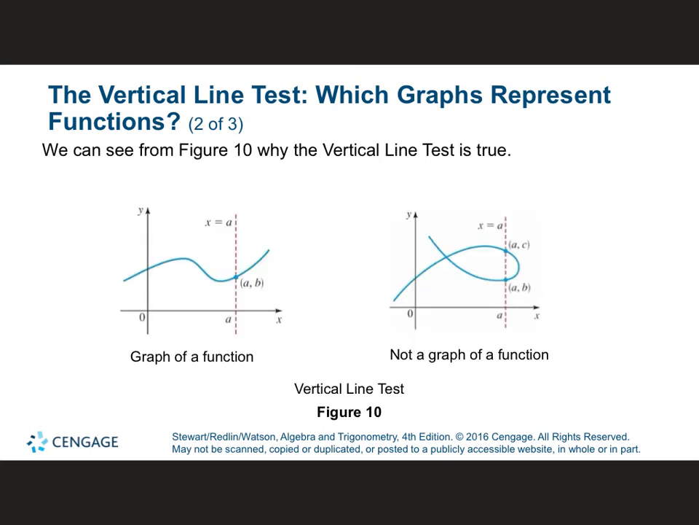So if we look here at some examples that are done for us, if you look at the graph on the left, you have that vertical line test, and it only goes through that function once, so in fact, it is a function. However, if you look at the graph on the right, that line has a vertical line through it, and it intersects in 2 points, one here and one here. So that is not a function.